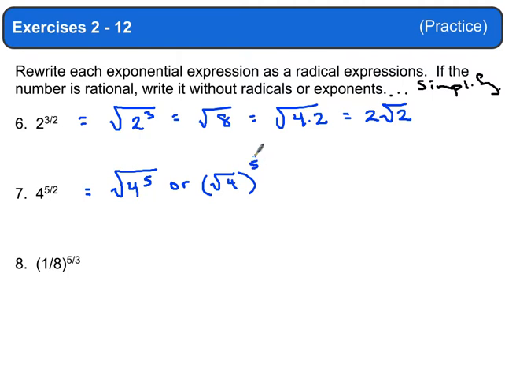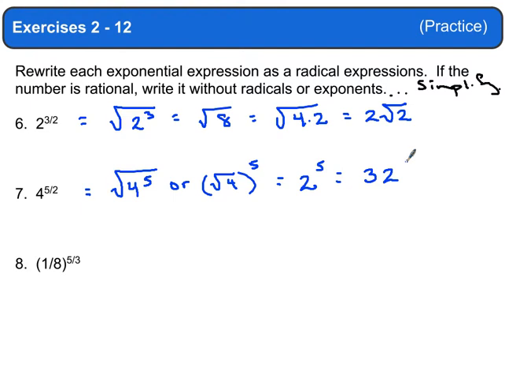Now again, this is about making a choice. If I leave this inside, I'm going to have to find 4 to the 5th power. Or, if I write 5 to the outside, I know what the square root of 4 is. The square root of 4 is 2. And now I just have to do 2 to the 5th power, which we did a little while ago. And so we get that answer of 32. That is why it's important to know both ways to write it and simplify it out as appropriate.